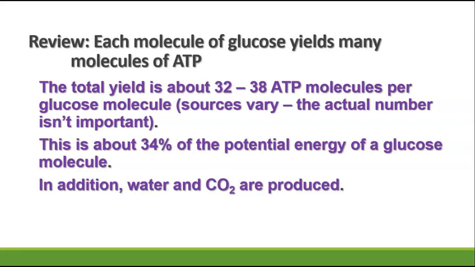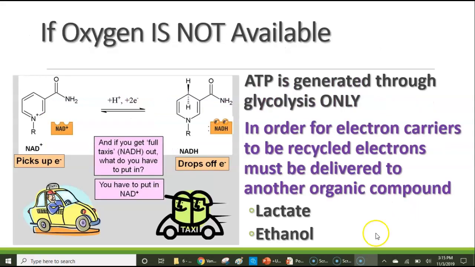This is about 34% of the potential energy of a glucose molecule if you just took the molecule and burned it. And so that's really a pretty good yield considering that we're not experiencing the burning and the extreme heat that would be involved in that. In addition, we're also producing water, which is released, and CO2, which is also released. In humans, it's released through the respiratory process. That's what you breathe out.